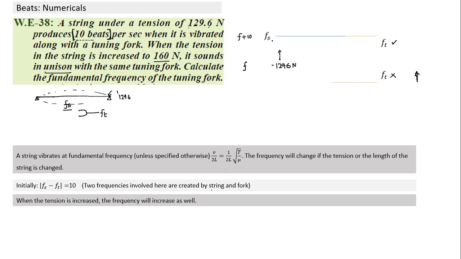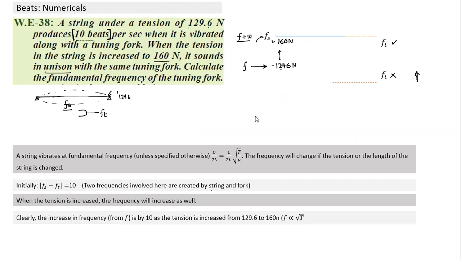So this is the string frequency corresponding to which tension? This is corresponding to a tension of 160. Earlier the gap was 10, now the gap has become 0. It means that the change in frequency of the string is equal to 10. If F was the original frequency of the string, now the frequency has become F plus 10. This F corresponds to 129.6 Newton. This F plus 10 corresponds to 160 Newton. So these are two things. Now the equation is based on this.